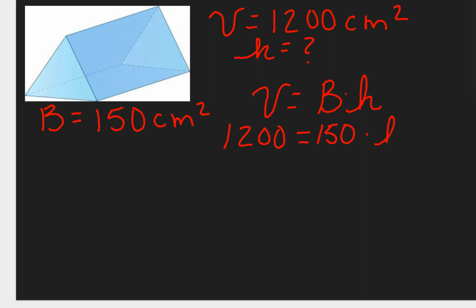And the height is what we are missing. So our next step is going to be to solve for H. So we'll divide by 150. 1,200 divided by 150 is 8, and that will be 8 centimeters. Now let's look at another problem where we're not given the base area, but we have to find the base area and then find the missing height.